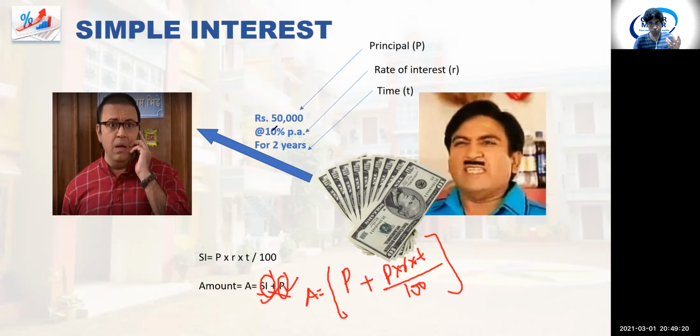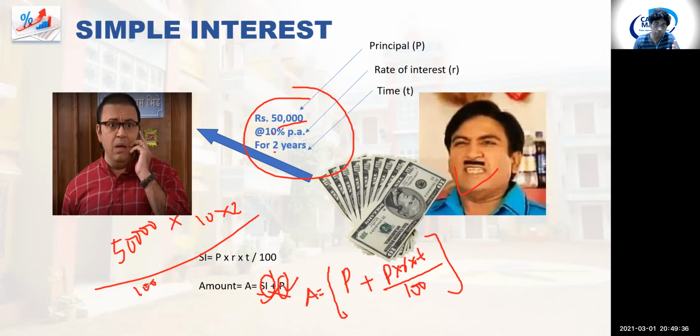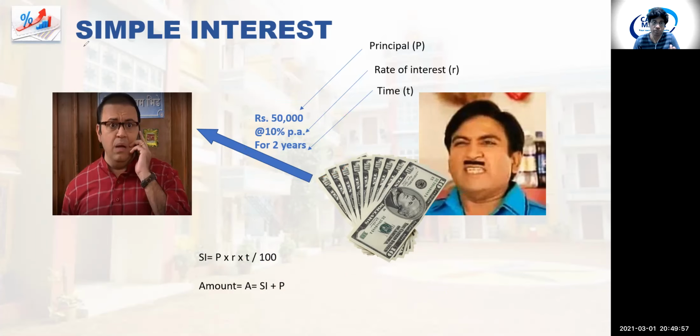Okay. So for example, if Jethalal, this guy, has lent rupees 50,000 at 10% for 2 years, the simple interest is going to be 50,000 multiplied by 10 multiplied by 2 divided by 100. Pretty simple stuff. Okay. So just multiply. This will become 10,000 rupees. Okay. So this is going to be the simple interest. And what is going to be the amount paid? The amount paid is going to be 50,000 plus 10,000. That is 60,000. That's it. That's pretty much it. That's all we have to know in simple interest.